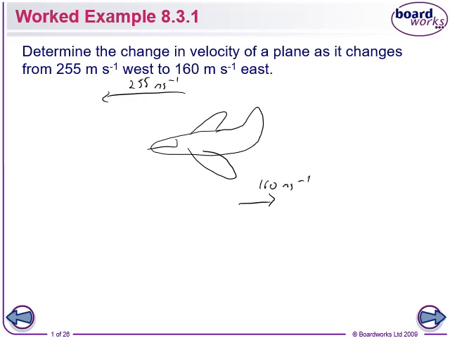Okay? So we need to remember our subtraction thing. Our change in velocity is equal to our final velocity minus our initial velocity. Our final velocity is 160, positive, because it's in the east direction, minus that 255. Now 255 is negative because it's in the opposite direction. So we have to do minus negative 255.